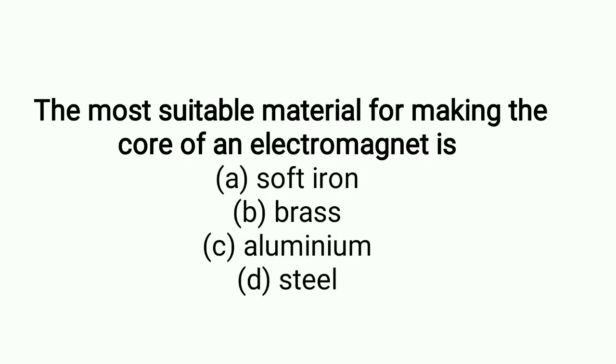The most suitable material for making the core of an electromagnet is. So the most suitable material for an electromagnet is a soft iron core. Soft iron core is the most suitable material for making the electromagnet.